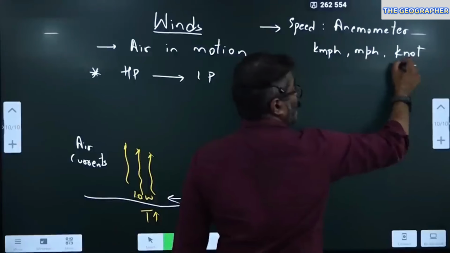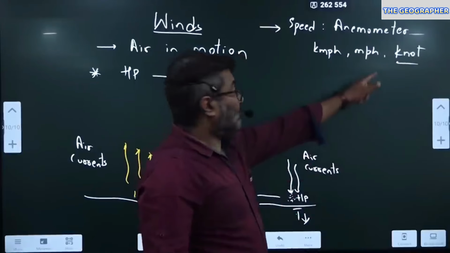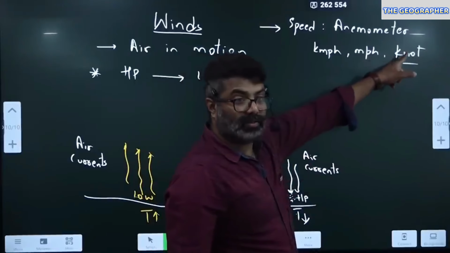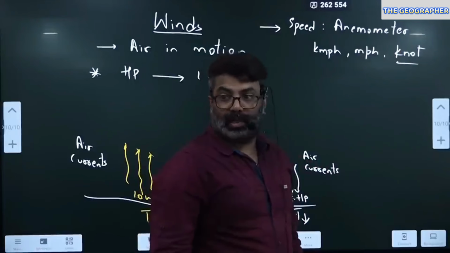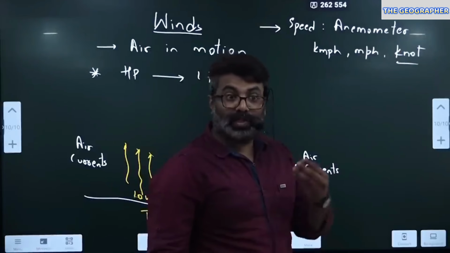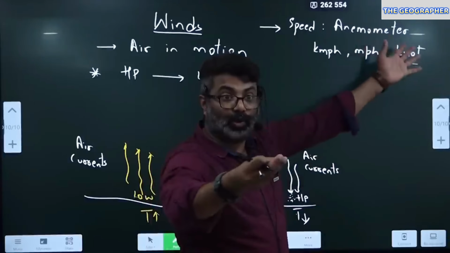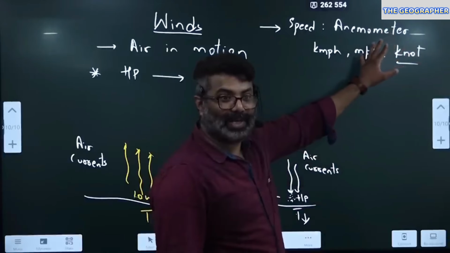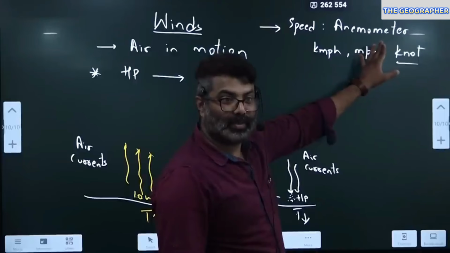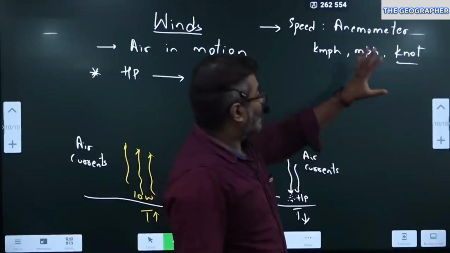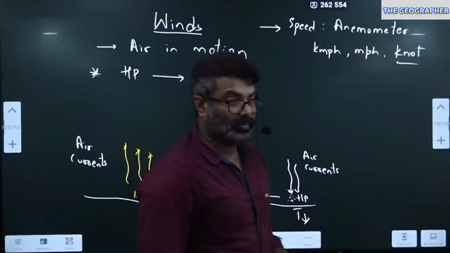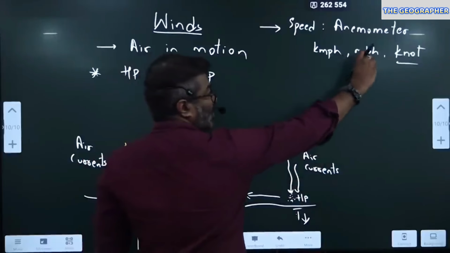This also was asked once. In knot, the K is silent. They have asked, knot is a unit for measuring which of the following. Sometimes the questions are very simple, and if you don't know those simple basics, you are not going to clear those exams. Some exam questions are very easy. Only thing is your basics should be strong. At the basic level they will play.